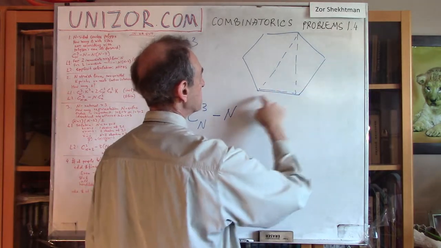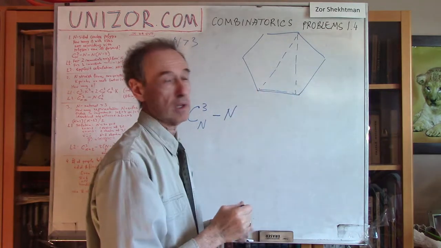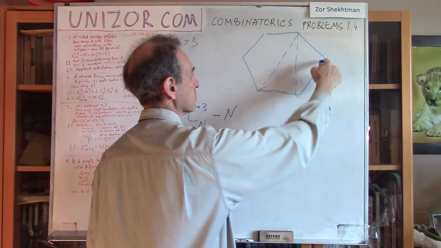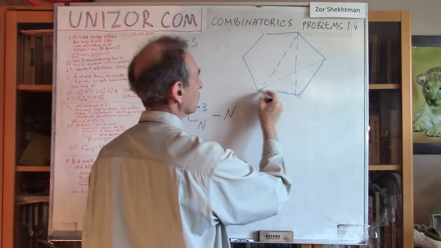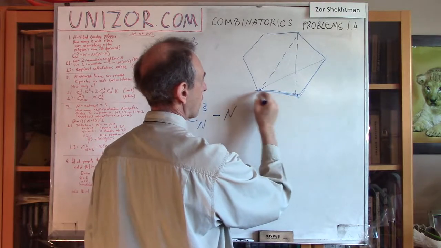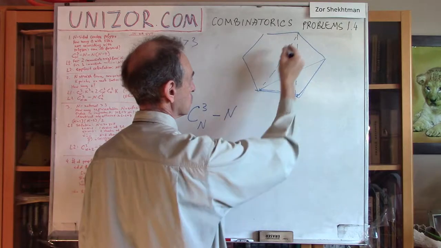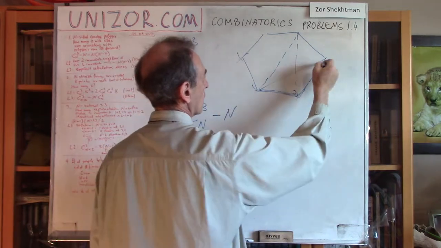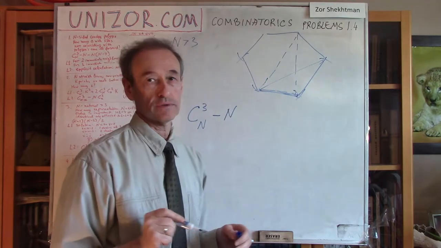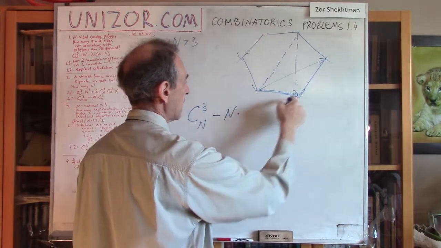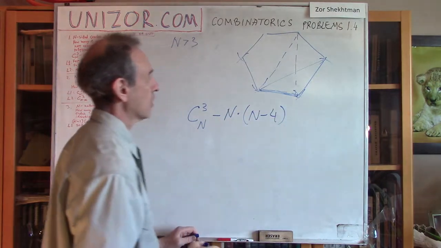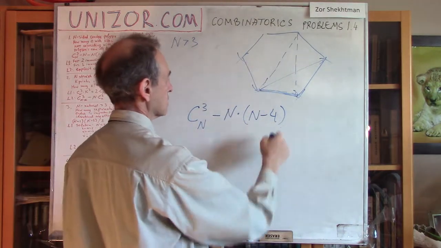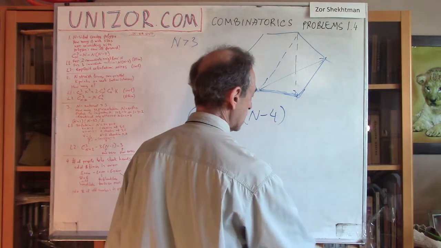Well, it's any one except immediately adjacent, because immediately adjacent will have 2 sides coinciding, and we have already counted them. So we need to exclude not only these 2 vertices which are forming the side the triangle is coinciding with, but also its immediate 2 neighbors. So I have to exclude 4 points for the third vertex of the triangle. So I have to multiply the number of sides by n minus 4. That's the number of vertices where the third vertex of a triangle can be positioned so the triangle has only 1 side coinciding with the polygon, right? So that's basically it. That's the answer.